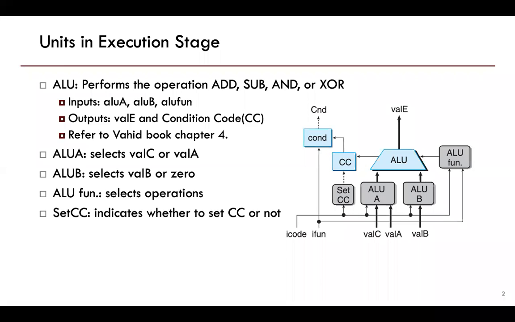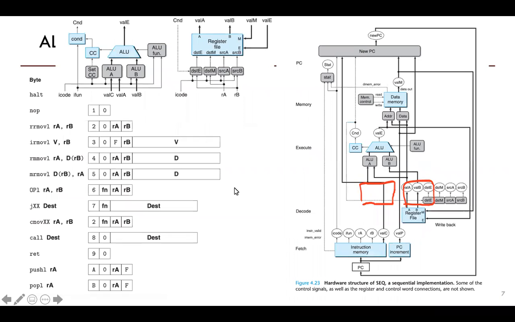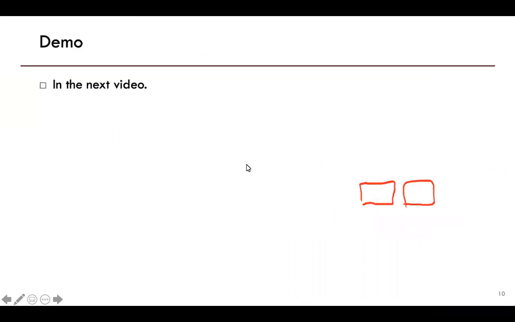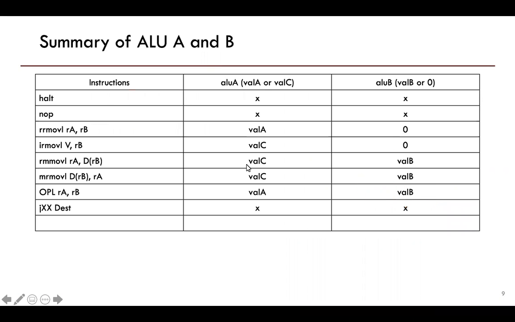But we didn't go over all the instructions. Yeah, we talked about what these signals do, but we didn't get an idea of which value we need to select. Okay, so actually I already summarized that in this table. Okay, so you can refer to this table. So let me read this table.